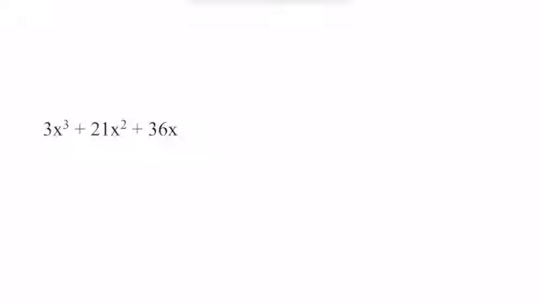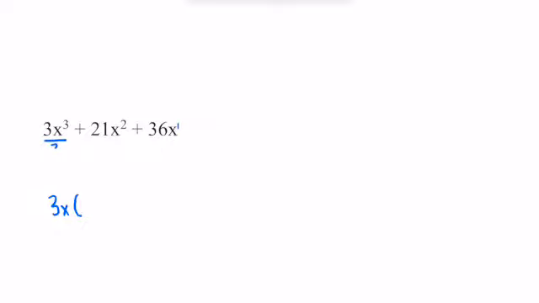To factor 3x to the third plus 21x squared plus 36x, first we need to factor out the greatest common factor. For 3, 21, and 36, the greatest common factor of those numbers is 3. Since all of our terms do have the variable x, we'll need to factor out an x. And thinking of our exponents, we have x to the third, x squared, and x to the first. We'll factor out x to the first, or in other words, we're going to factor out 3x.